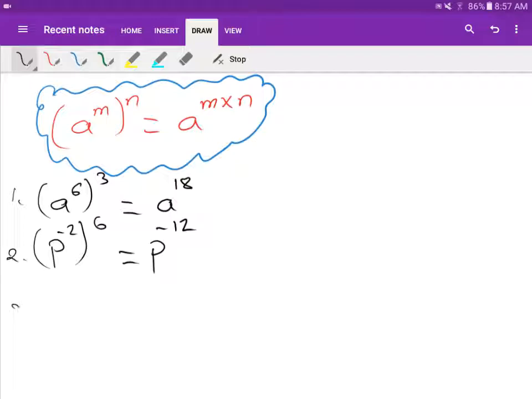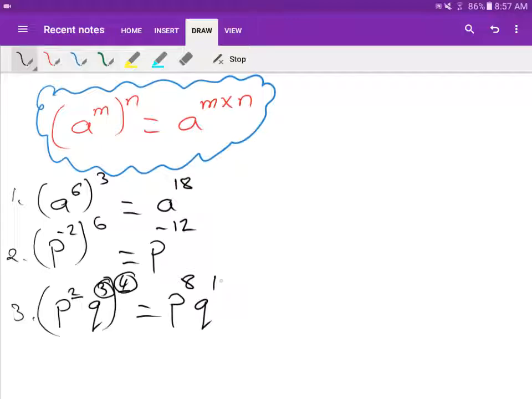Okay, next one. Let's say p squared, q to the power of 3, all to the power of 4. It's not much of a difference. It's the same thing. You just go 4 times 2. 4 times 2 is 8. So p power of 8. And then q power of 3, so just go 4 times 3. 4 times 3 is 12. So q to the power of 12. As simple as that.